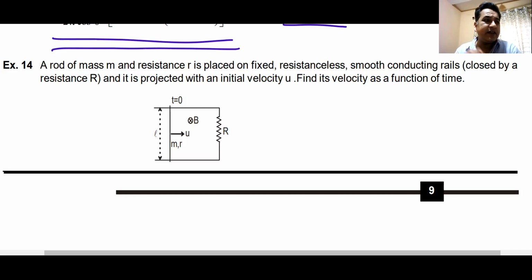A rod of mass m and length l, and resistance small r, is placed on a fixed, frictionless, smooth conducting rail closed by resistance capital R, and is projected with an initial velocity u. Find its velocity as a function of time.